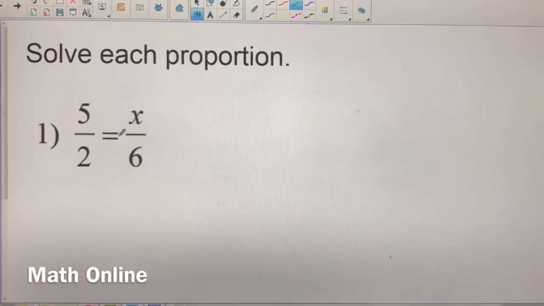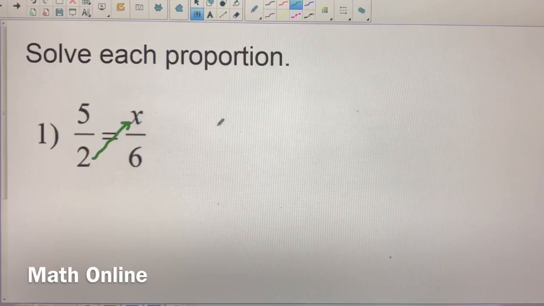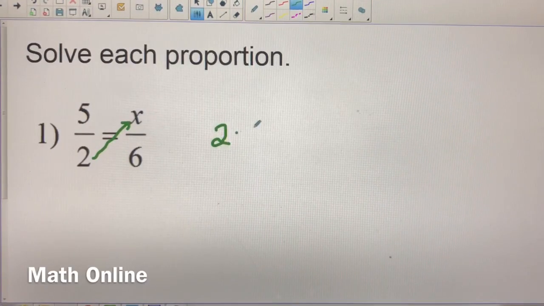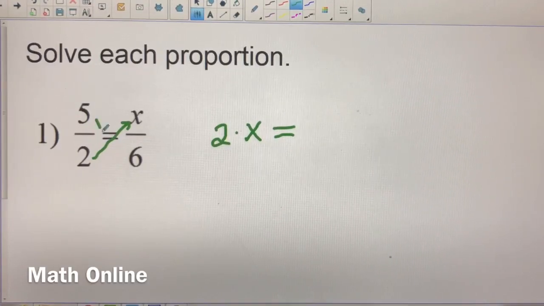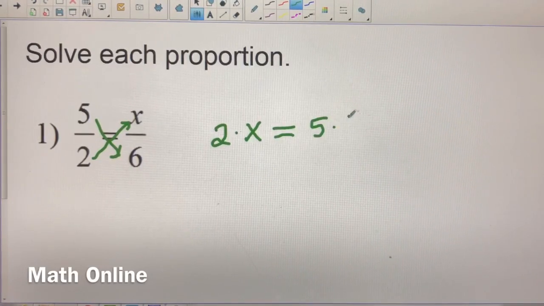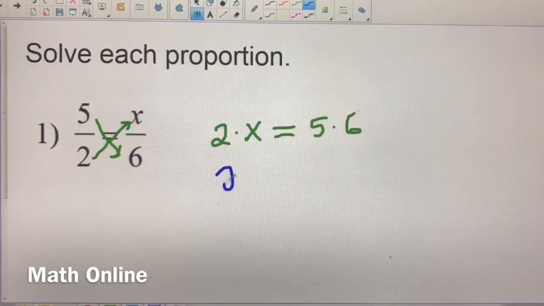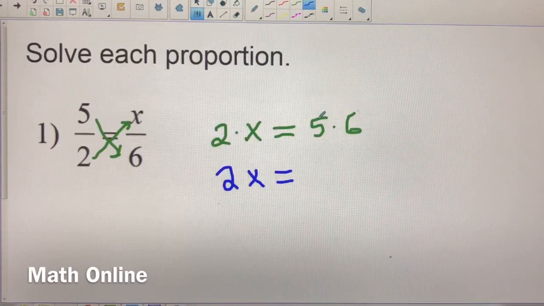So let's do this. Let's apply the cross product. We're going to multiply this value across the other value. So that would be 2 times x, equal to the other product. Product just means the other multiplication. In other words, 5 times 6. And we'll write 5 times 6. Now let's simplify this out. We have 2 times x, which gives us 2x, equal to, what's 5 times 6?